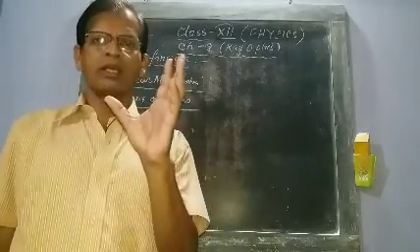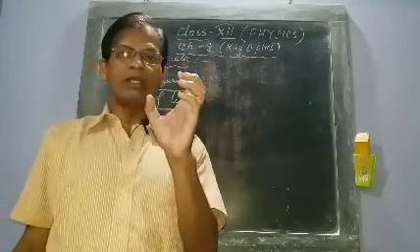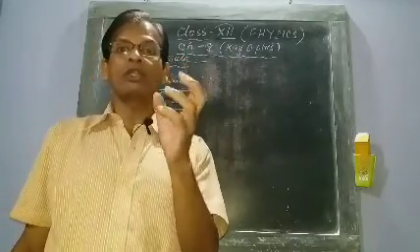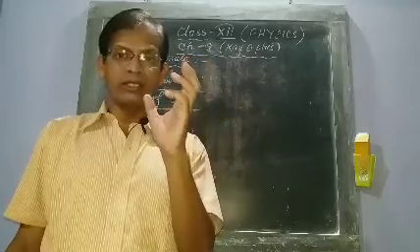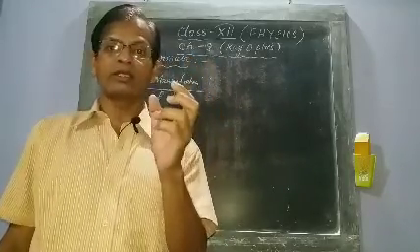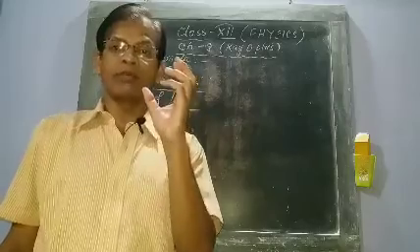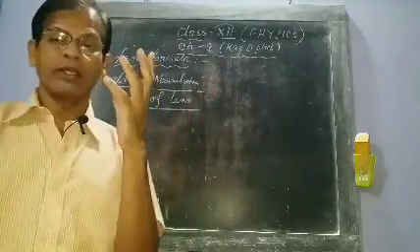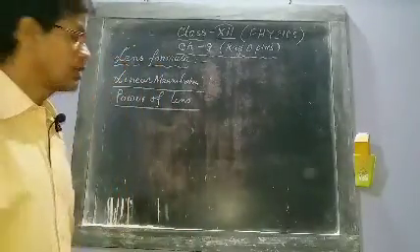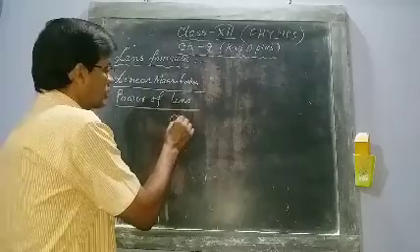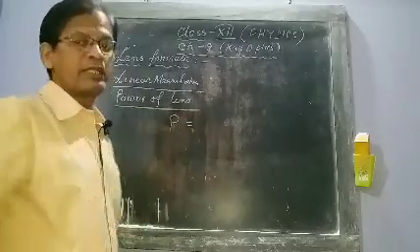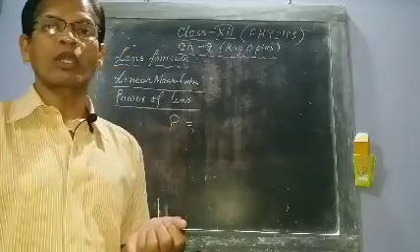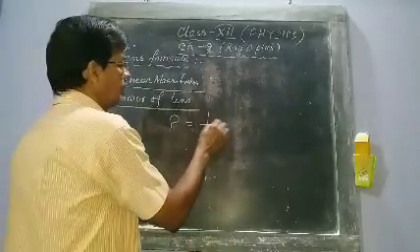This is the ability of a lens to converge the beam of light falling on it. And how is it expressed? It is expressed as P, and P is the reciprocal of focal length. So P equal to 1 by F.